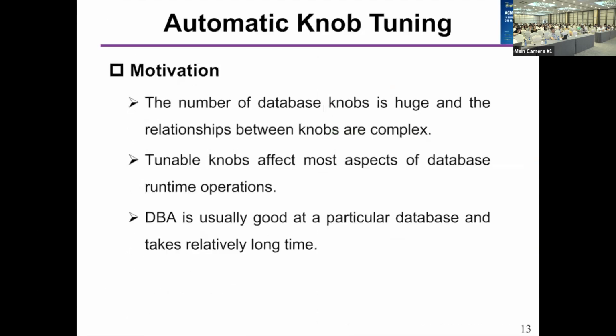So the motivation is that there are lots of database knobs, and it's very important to tune the knobs to achieve high performance. More importantly, the knobs are correlated, and it's rather hard to tune them. Knob tuning also affects the database performance. Traditionally, we rely on a DBA to tune the database, but for large-scale database instances, the DBA cannot tune so many database instances. So we can rely on machine learning techniques to achieve this.